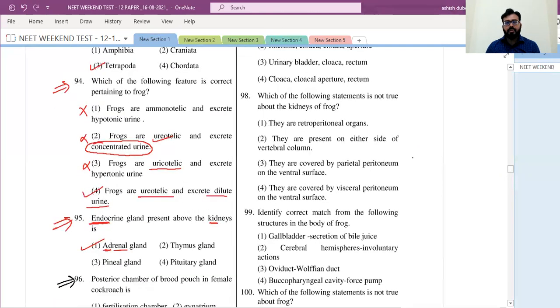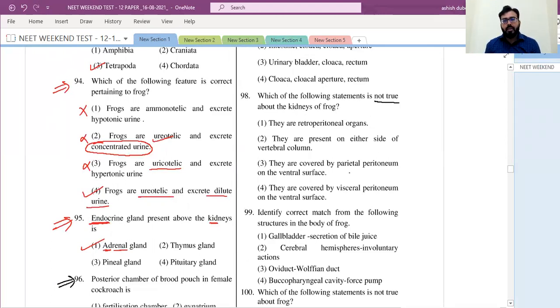Next is the 98th question. Which of the following statements is not true about the kidneys of frog? Kidneys are retroperitoneal organs. They are found behind the peritoneum. The peritoneal membrane travels anterior to them, ventral to them. So they are behind the peritoneum. It is true. They are present on either side of the vertebral column. This is also true. They are asking about what is not true.